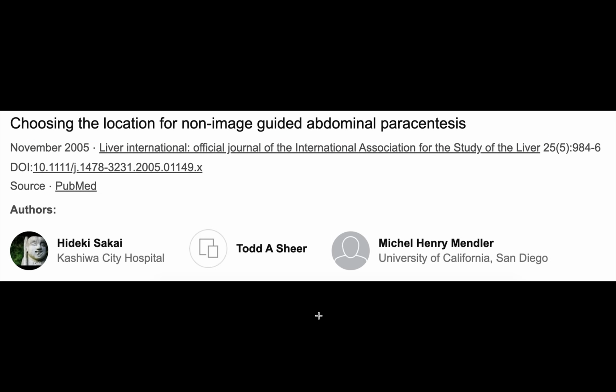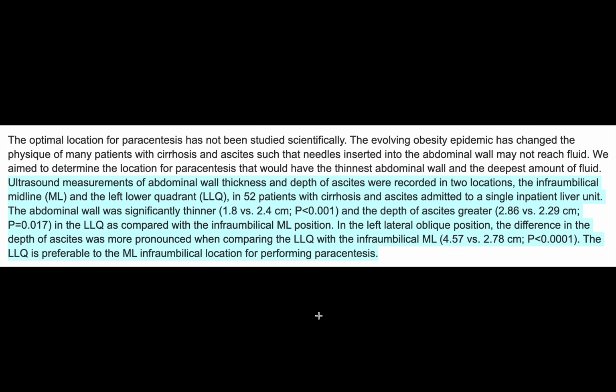So next one is Choosing the Location for Non-Image Guided Abdominal Paracentesis, published in November 2005 and authored by Sakai, Shear and Mendler. Now I believe this is a particularly important document in the development of this procedure because it's often cited in many of the studies that I've read as I've researched this topic. So these authors note that the optimal location for paracentesis has not been studied scientifically, so this is kind of a pioneering study.